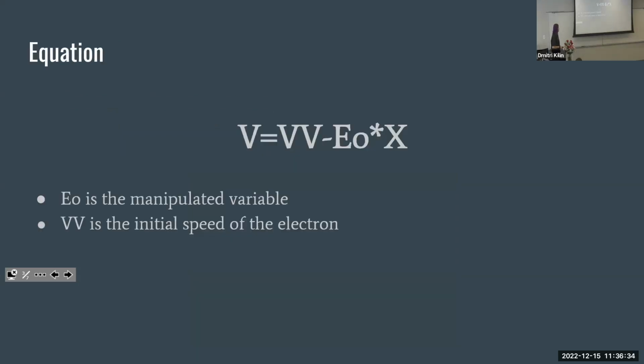So this is the equation in MATLAB that was being manipulated to provide the results. The E naught value is the slope of the electric field being applied, which is what increases the energy of the electrons. And then the variable VV, I believe, is the initial speed of the electron, which is V sub 0, because the initial speed of the electron would be 0 before any electric field is applied to it.